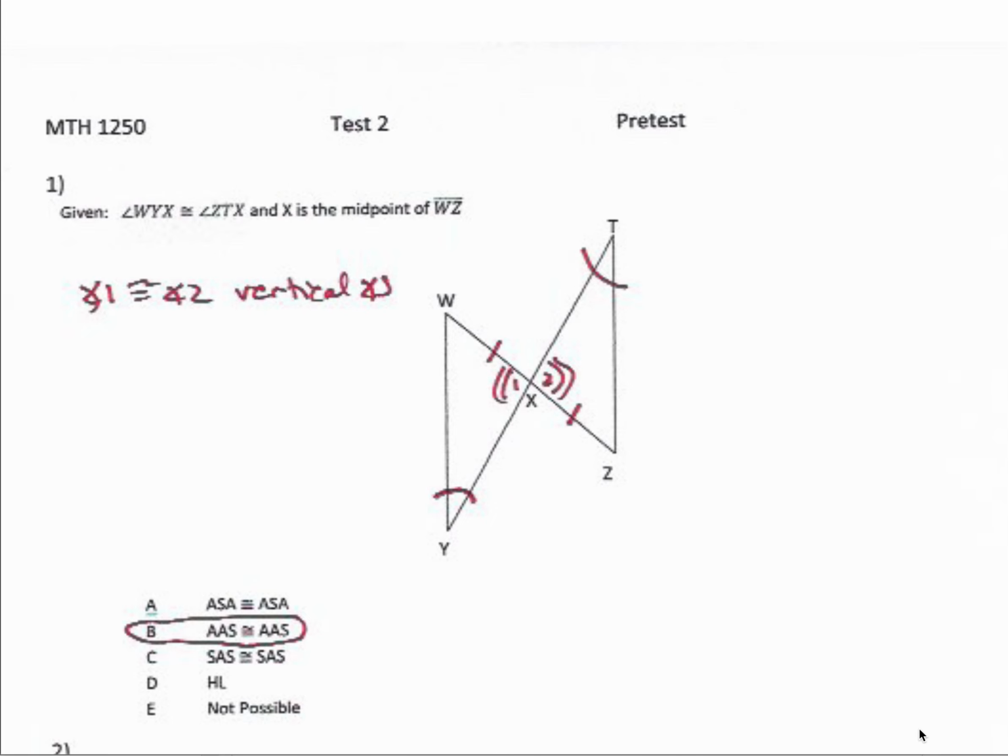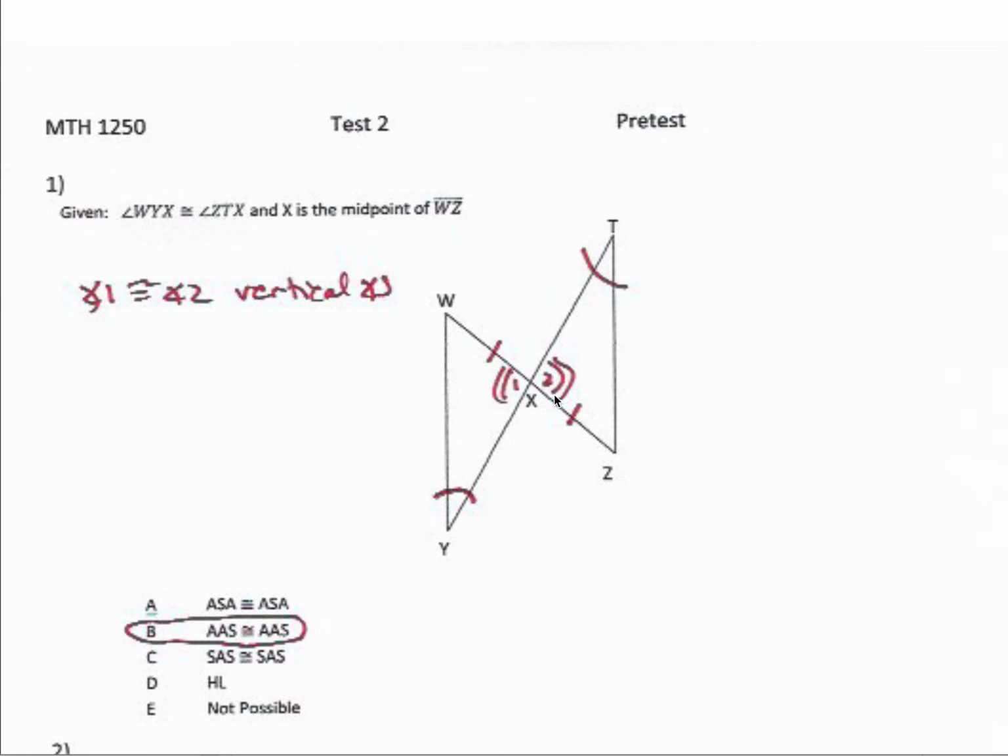Time to talk about our pretest and the correct answers therein. Number one talks about the fact that angle WYZ, the one in the bottom left here that's marked, and ZTX, the one in the top right, are marked. They're congruent to each other. It also says that X is the midpoint of WZ, so you can see the markings there, the hash marks showing they're congruent. And we can say that angle 1 is congruent to angle 2 by vertical angles.